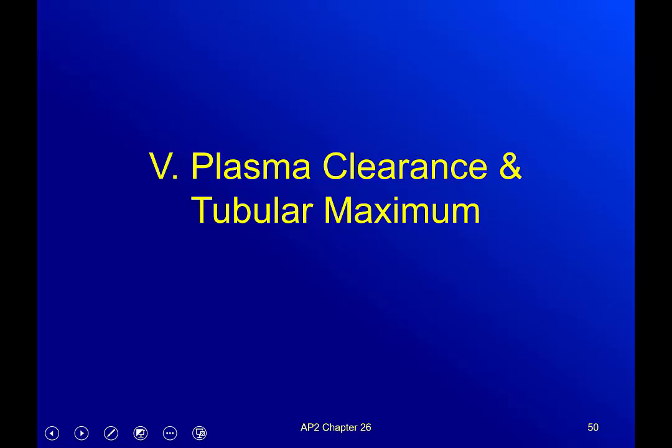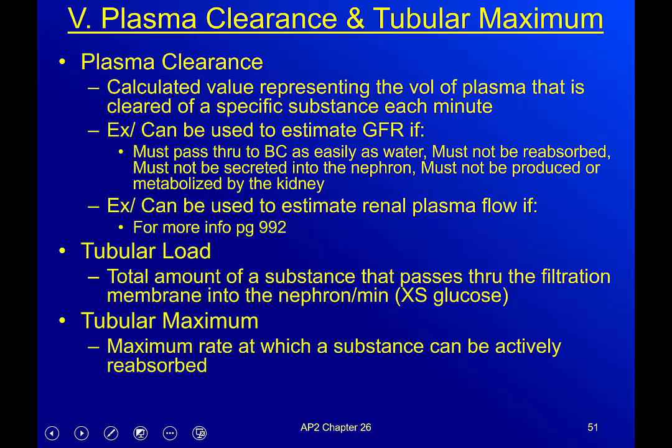Plasma clearance and tubular maximum. Plasma clearance is a calculated value representing the volume of plasma that is cleared of a specific substance each minute. Now, most of the time we're talking about a man-made substance, and because it's man-made, it kind of has to have specific criteria.